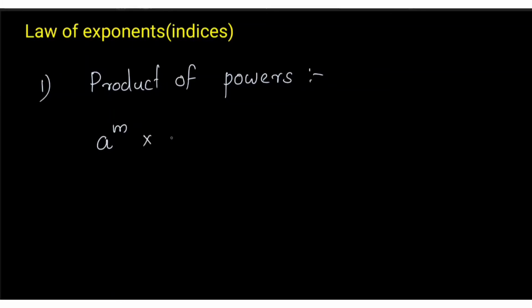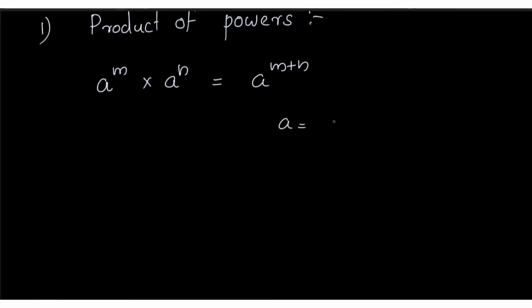So next is the law of exponents or indices, and the first law is the product of powers. The first law is known as the product of powers. a raised to m into a raised to n is equal to a raised to m plus n. Here a is a non-zero integer, and m and n are natural numbers.